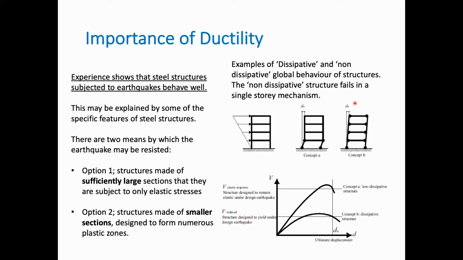So the structure's global behavior is ductile and corresponds to concept B in the base shear V, top displacement D diagram of this figure. The structure can dissipate a significant amount of energy in these plastic zones, this energy being represented by the area under the V-D curve. So the area here represents the energy dissipated. For this reason, the two design options are said to lead to dissipative and non-dissipative structures. You can see the great difference between the two options that we design for.